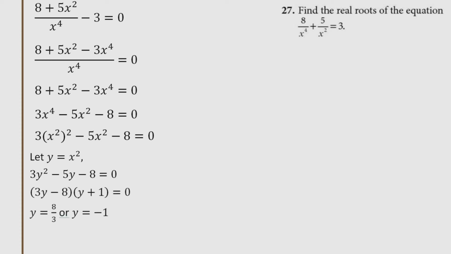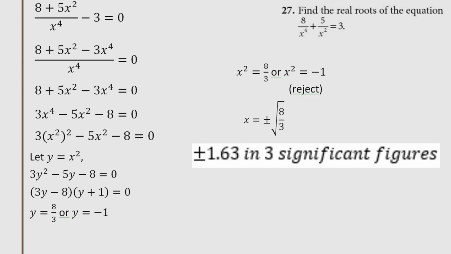So we are just going to factorize it, and y is equal to 8 over 3, or y is equal to negative 1. But we don't want y, we want x. So since y is equal to x squared, just going to substitute in, and we can have two answers here. Now we can see there's one of them that we reject, because x squared must have a minimum value of 0, and it must be positive. But here x squared is equal to negative 1. That is impossible. So we are just going to reject it. So x finally is equal to plus minus square root 8 over 3. That will be the real roots for the equation there.